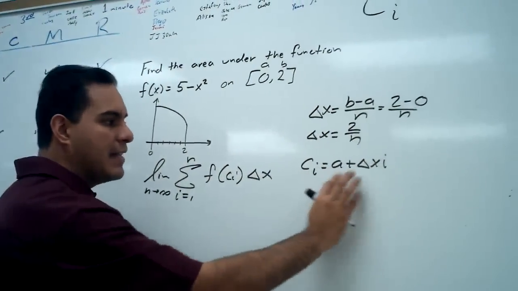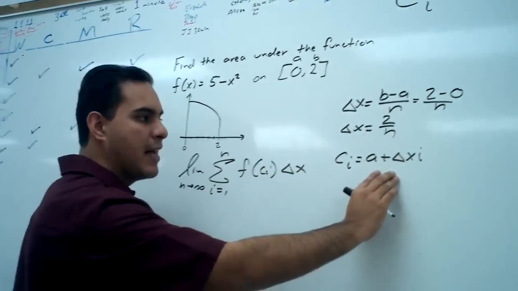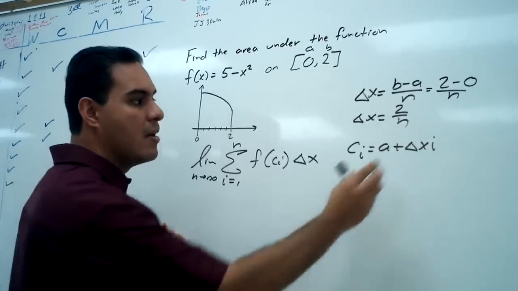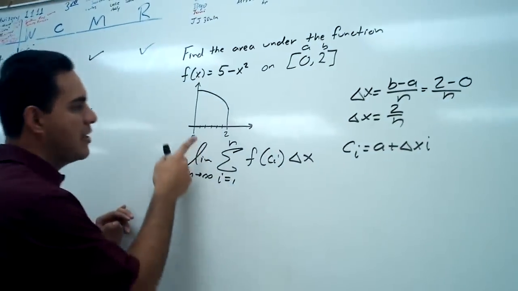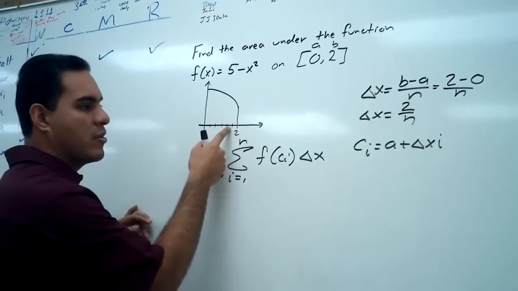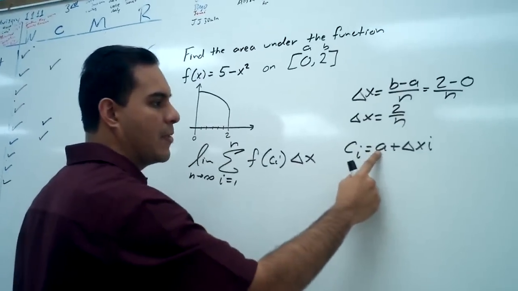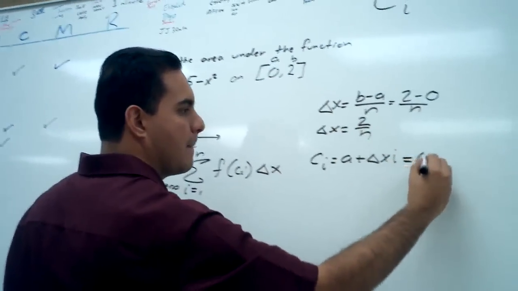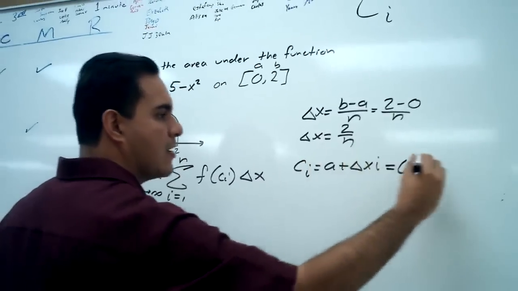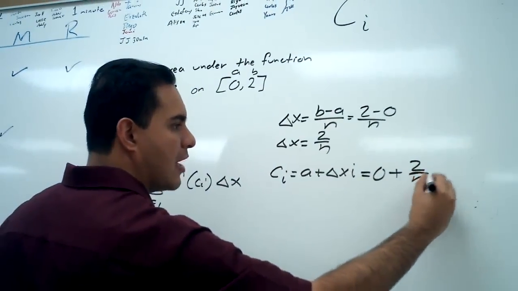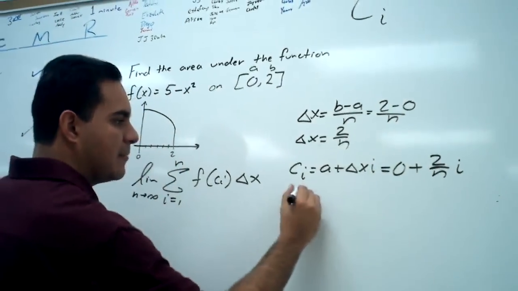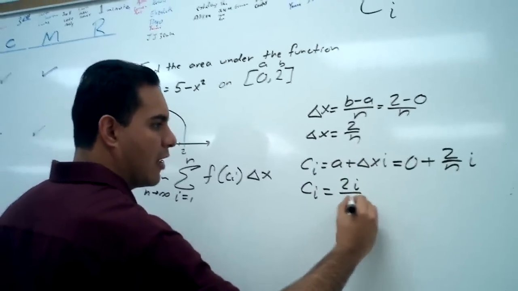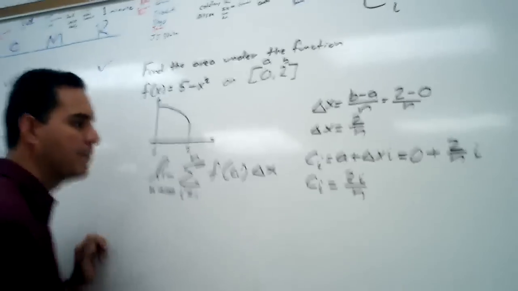C sub i, this formula I didn't talk about in class today. It's a plus delta x times i, and I won't be able to explain it just now, but this is the formula that is going to help us find all of these x coordinates. In this case, a is 0 from up there, plus delta x, which we just found, is 2 over n times i. Let's simplify this, and this becomes just 2i over n.